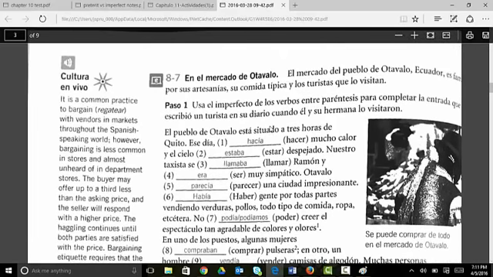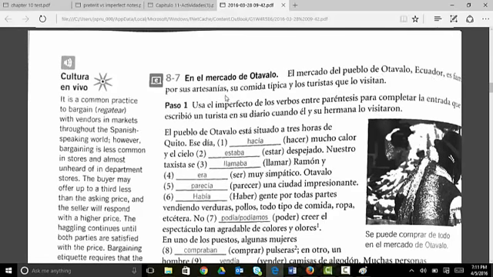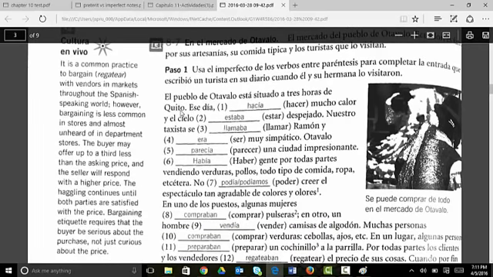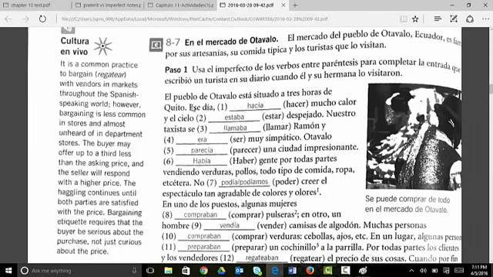So it says, en el mercado de Otavalo, el mercado de pueblo de Otavalo, Ecuador es famoso por sus artesanías, su comida típica y los turistas que lo visitan. Usa el imperfecto de los verbos entre paréntesis para completar la entrada que escribió un turista en su diario cuando él y su hermana lo visitaron. So this is a diary entry, okay? So it's going to read a lot like a story.